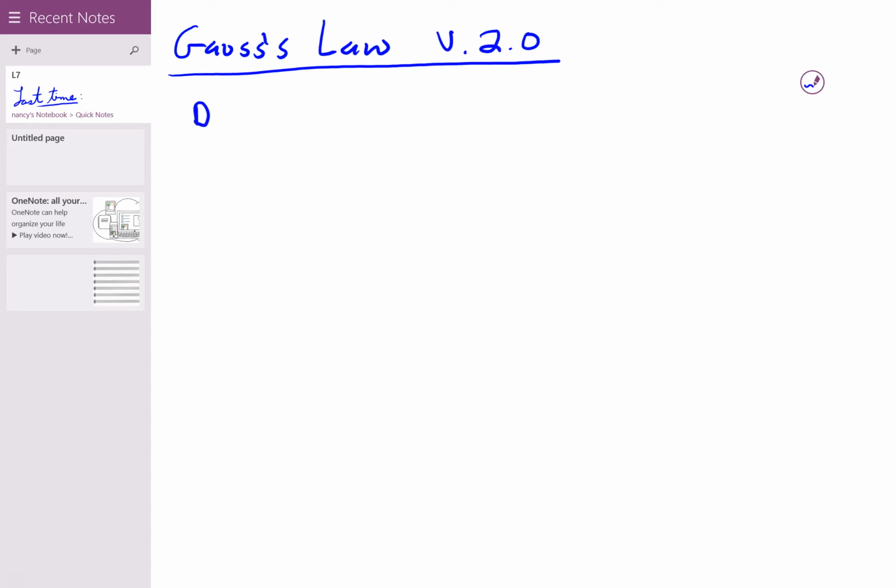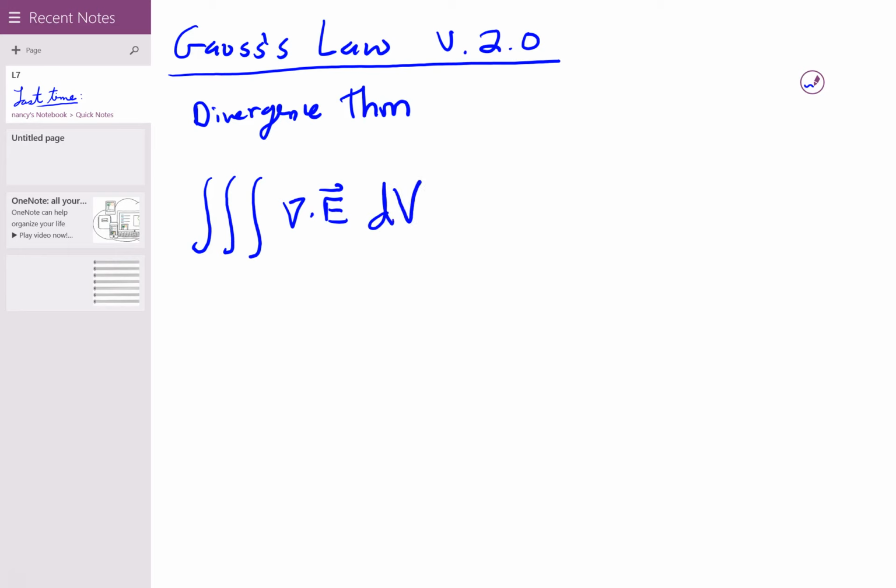There's something called the divergence theorem that we're going to make use of. So the divergence theorem states the following. It says that if I do a volume integral, so now it's going to be a triple integral of the divergence of a function. You might remember this operator, the divergence. So let's imagine it's the divergence of the electric field. And I integrate that over some volume.